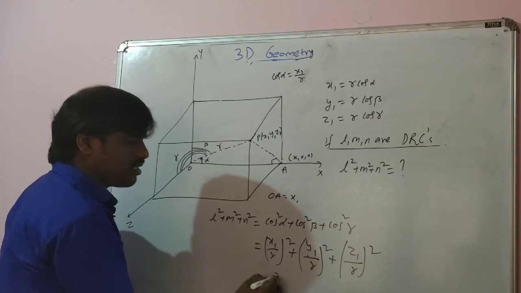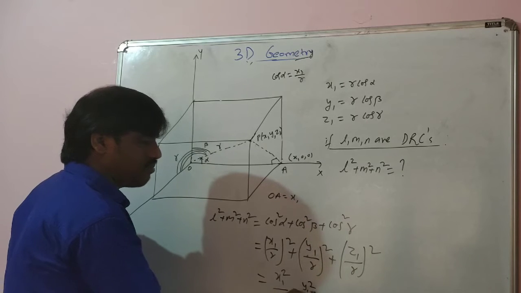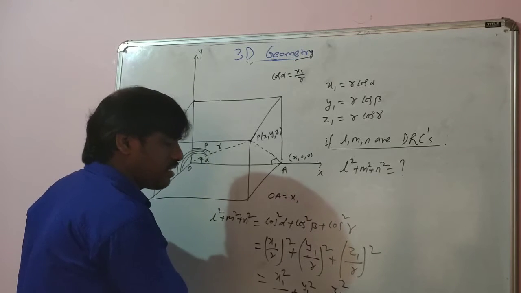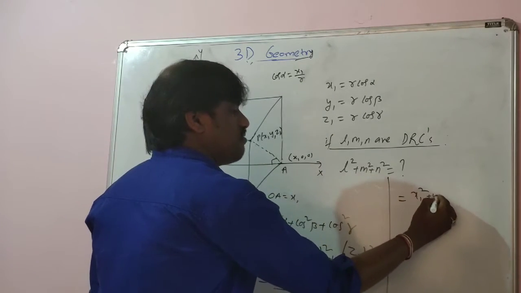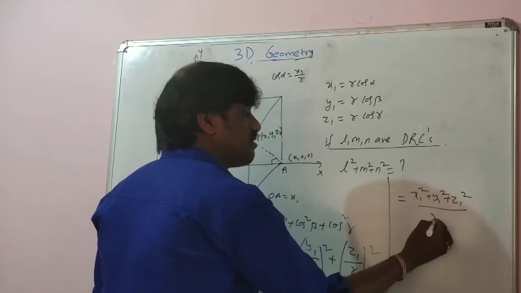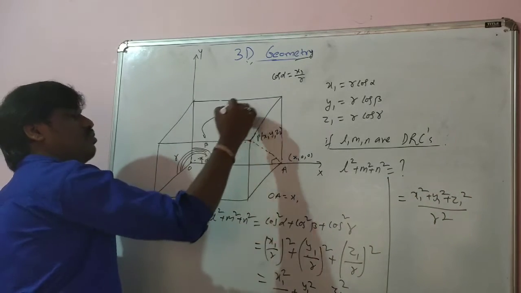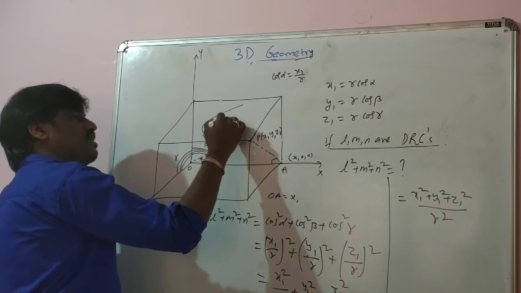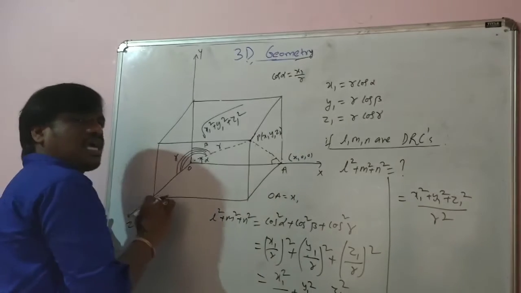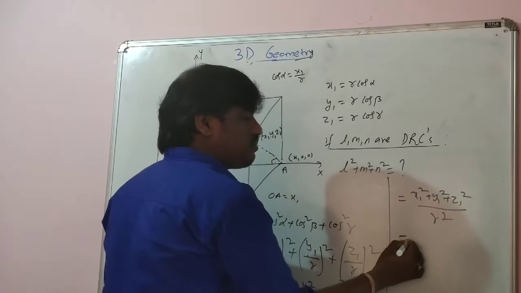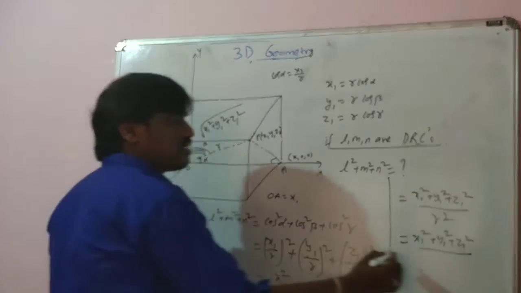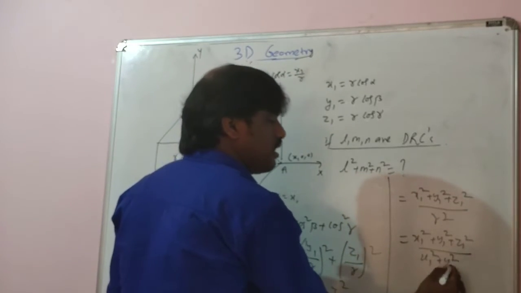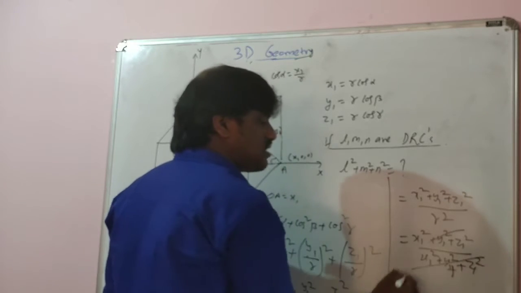It means I am going to get x1 square by r square plus y1 square by r square plus z1 square by r square. So this value will be x1 square plus y1 square plus z1 square, by r square. What is r? The distance of this, under root of x1 square plus y1 square plus z1 square. So r square is x1 square plus y1 square plus z1 square, and it cancels. The answer I got is 1.